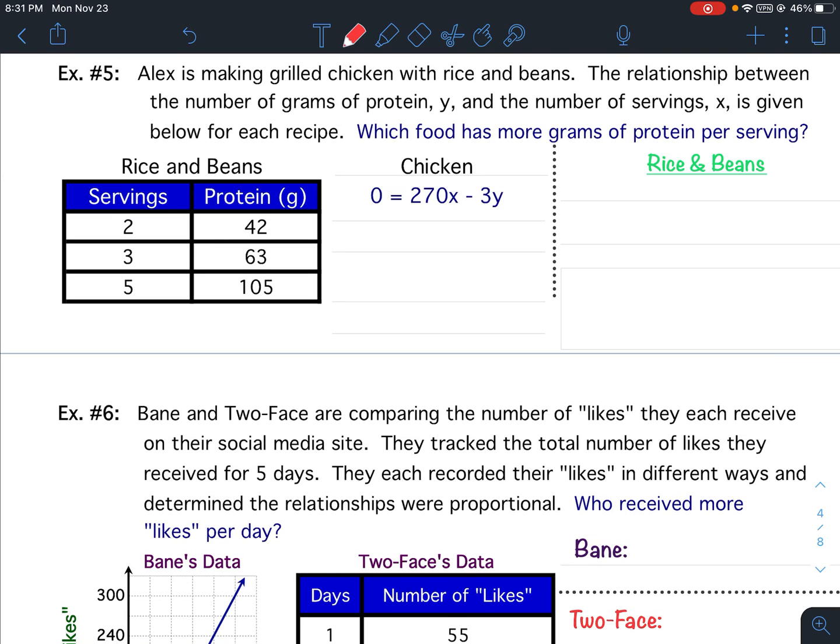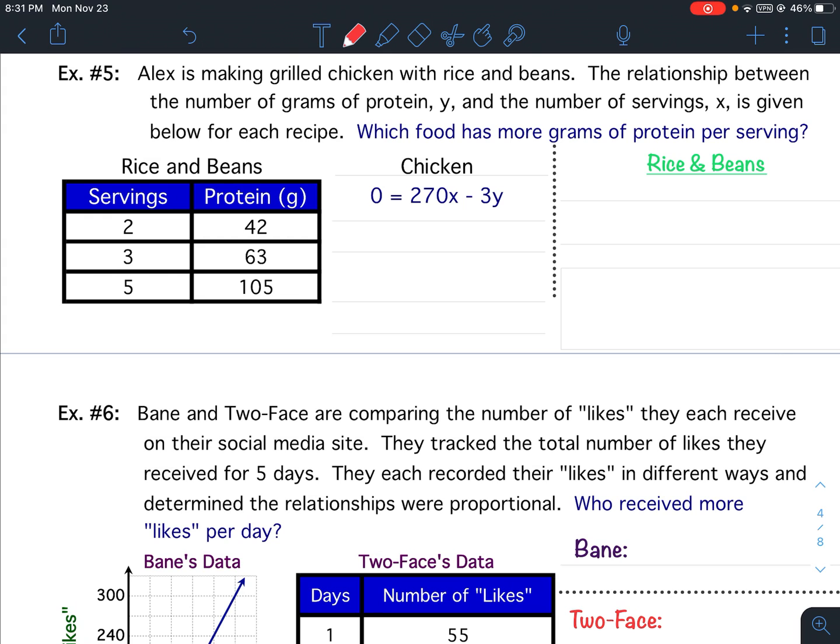Proportional relationships lesson 6 notes. Example number 5. Alex is making grilled chicken with rice and beans. The relationship between the number of grams of protein Y and the number of servings X is given below for each recipe. Which food has more grams of protein per serving?